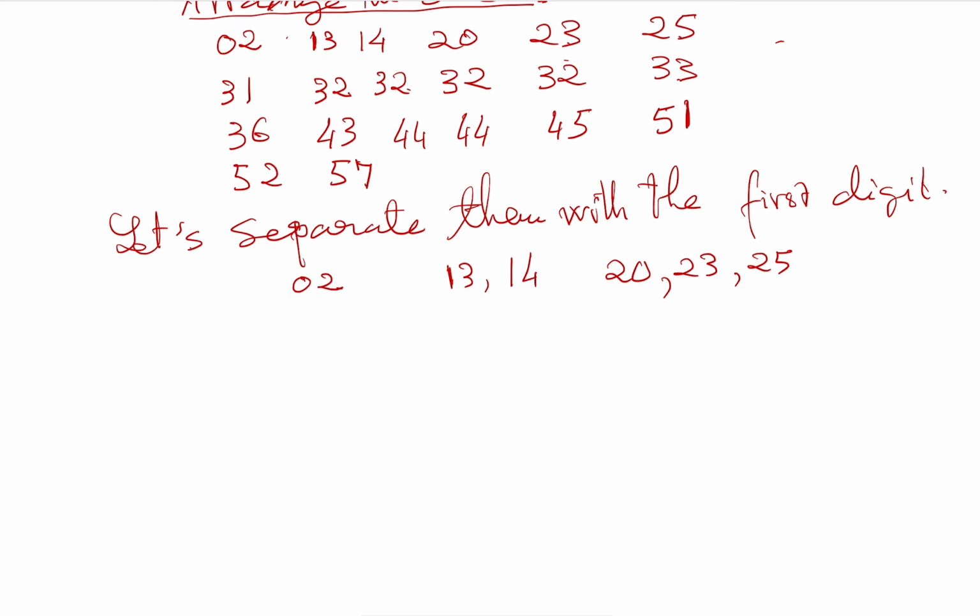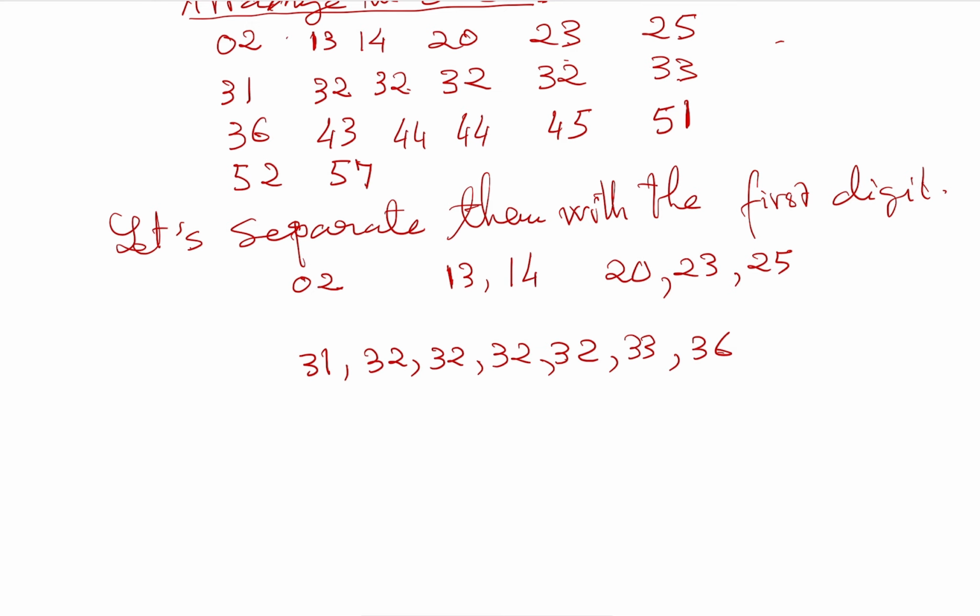So the next one is the 3. 1, 2, 3, 4, 5, 6, 7. We have 7 of them. So we can write down 31, 32, 32, 32, 32, 33, and 36. 1, 2, 3, 4, 5, 6, 7. Just make sure it's 7 of them.